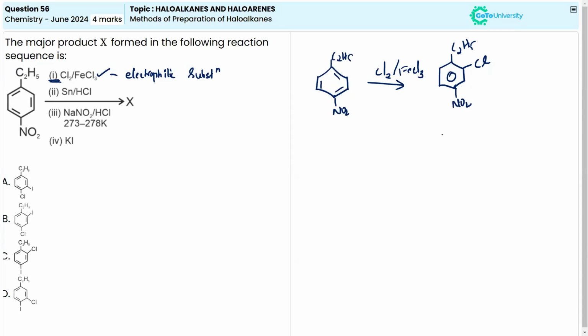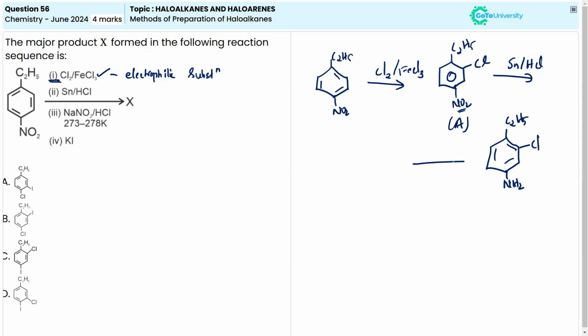Okay, so this is the first product of the reaction. But the reagents are not finished. We have two more reagents. So when this reacts with tin and HCl, tin and HCl are reducing agents, right? So here we have a nitro group which will undergo reduction easily. In presence of tin and HCl, other groups and the ring remain unaffected, but this NO2 group will undergo reduction and produce NH2. Meaning the NO2 group gets converted to NH2. This is happening with the second reagent. Okay.